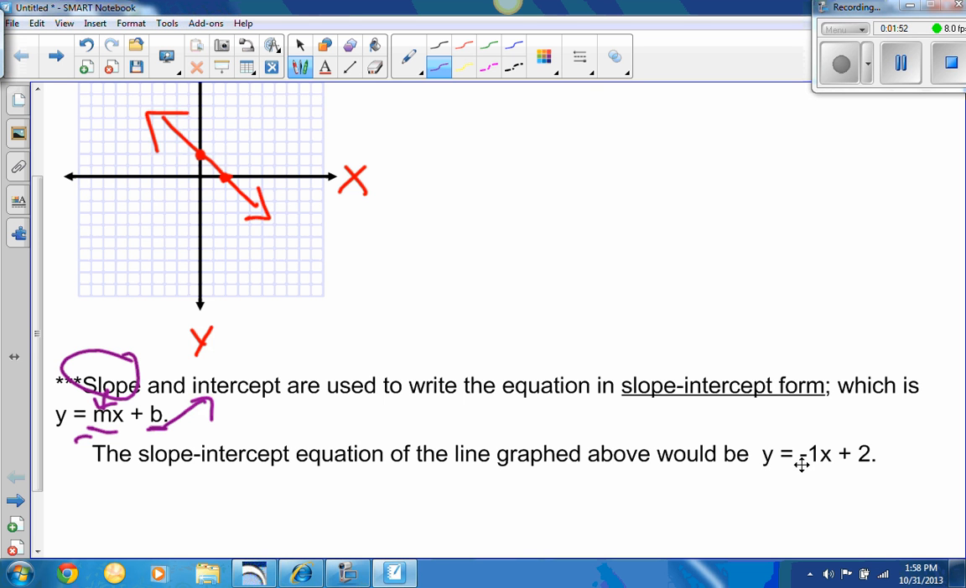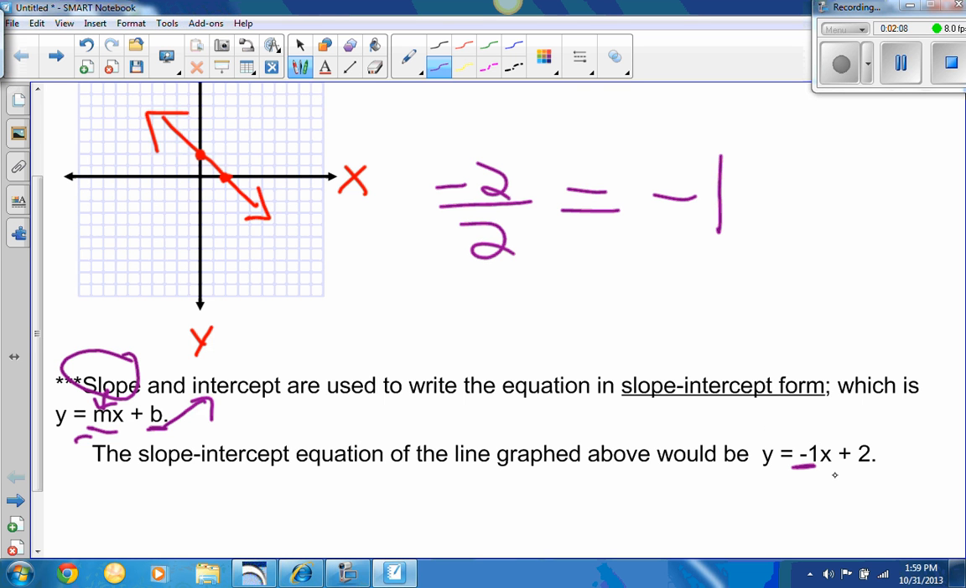Y equals negative 1x. Negative 1 is the slope. How did we get that? Look up here. Start at the left. You go down 2. So you'd be going down 2 and over 2. And so the slope is negative 1, which is what it says right here.